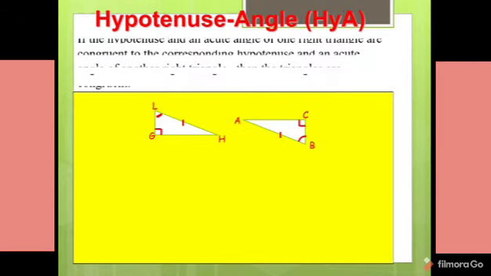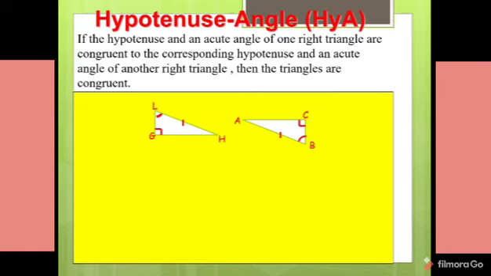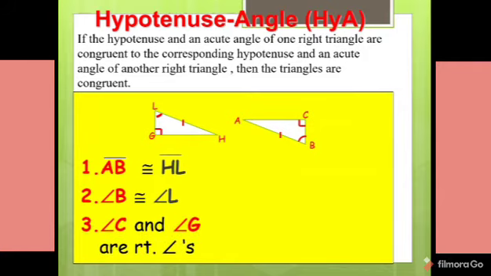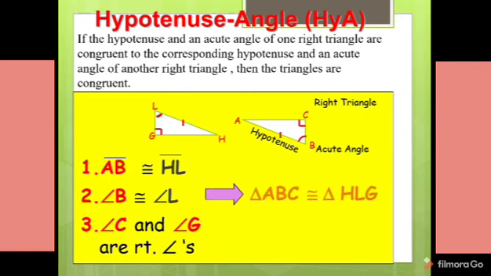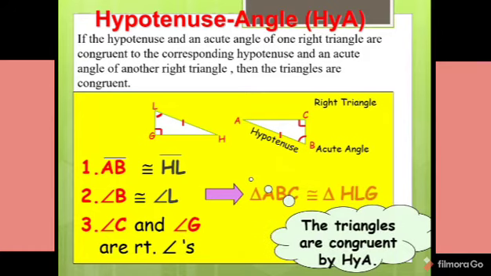Now, aside from the HL Congruence Theorem, we will also have the HA Congruence Theorem. What does it mean? If the hypotenuse and an acute angle of one right triangle are congruent to the corresponding hypotenuse and an acute angle of another right triangle, then the triangles are congruent. Let's take a look at our illustration here. Triangle LGH and triangle BCA. Segment AB is congruent to segment HL. Angle B is congruent to angle L. Angle C and angle G are right angles. In that way, we were able to prove that triangle ABC is congruent to triangle HLG. The triangles are congruent by HA.